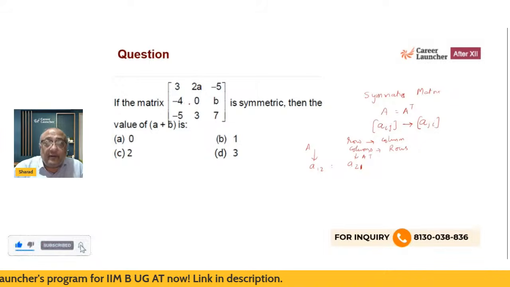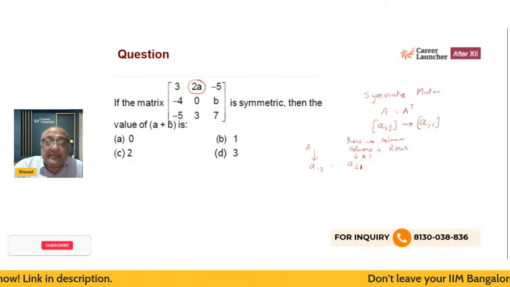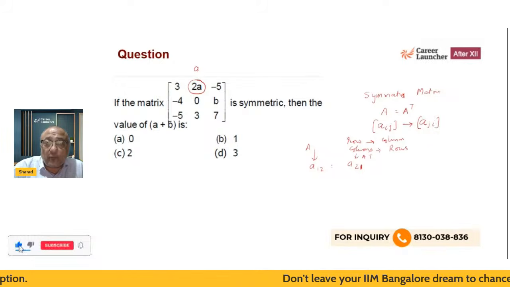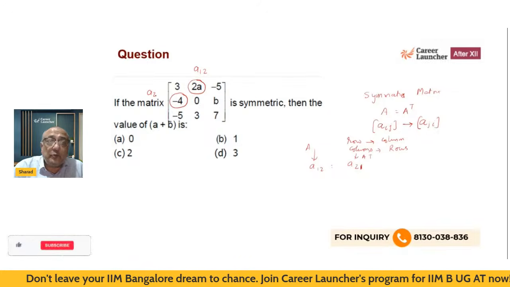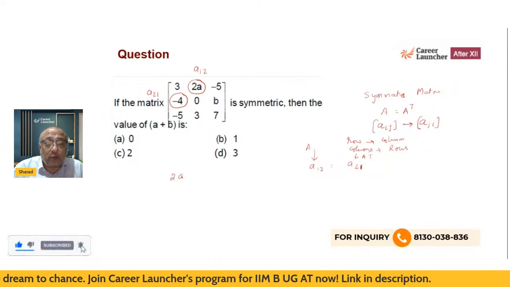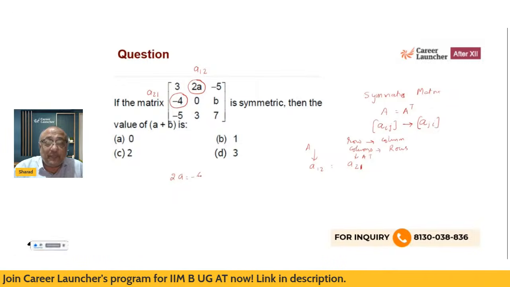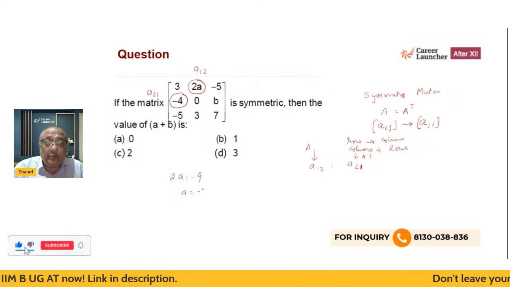So from here, just come to this matrix. It is saying it is symmetric. So this 2A is A12, isn't it? Of course it is, first row, second column. This will be equal to A21, which is second row, first column. So wow, I have got 2A is equal to -4. So simple. It's only a definition which I am supposed to know clearly. A is equal to -2.